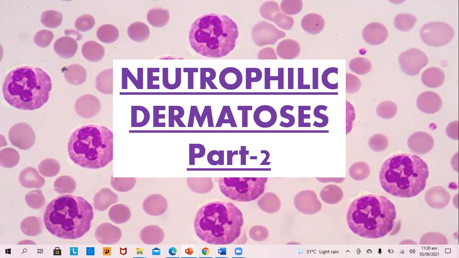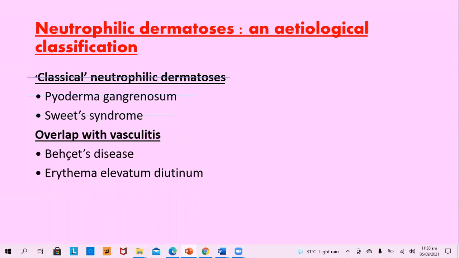Today's lecture is part 2 of the topic that I started last week, and that is the neutrophilic dermatoses. Under this heading, last week I discussed two important diseases. They were pyoderma gangrenosum and Sweet syndrome. Both of these two diseases are classified as neutrophilic dermatoses without vasculitis. So we have already done pyoderma gangrenosum and Sweet syndrome.